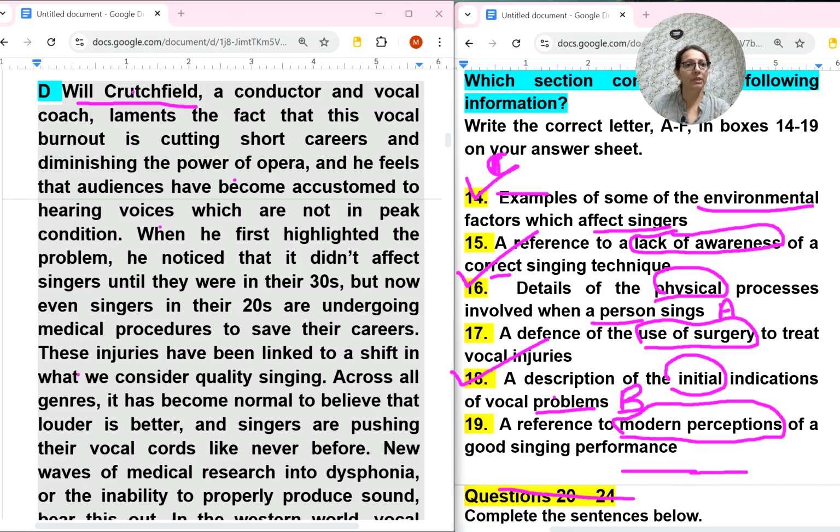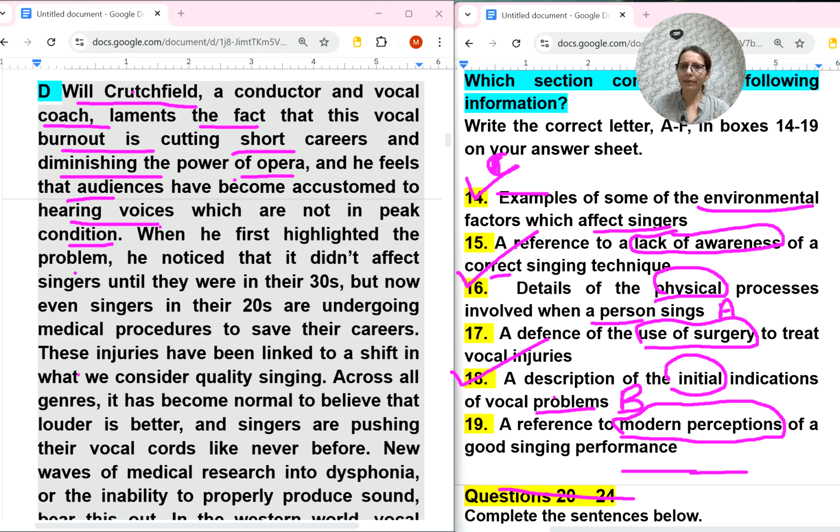Will Crutchfield. So of course this is a person's name. We will need it in another last type of question. A conductor and vocal coach laments the fact that this vocal burnout is cutting short careers and diminishing the power of opera, and he feels that audiences have become accustomed to hearing voices which are not in peak condition. Okay, is anything matching or not? This we have gone: lack of awareness of correct singing technique, and 17th is also left. Reference to the use of surgery, defense of use of surgery wording will be there, and modern perception of good singing. Okay, till now we have read, nothing is matching.